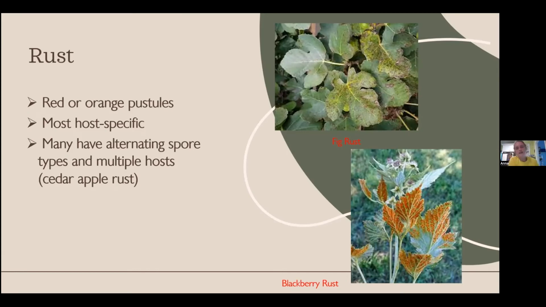But in our area, the two very common rusts that I see or get calls about are fig rust, that's up top there. You see that spotting of the leaves. If you were to look at it under a hand lens, you would actually see the rust on the leaf surface. And then blackberry rust down below, where it's kind of this bright orange color, usually on the underside of the leaves. Both are spread through wind and rain and humidity.